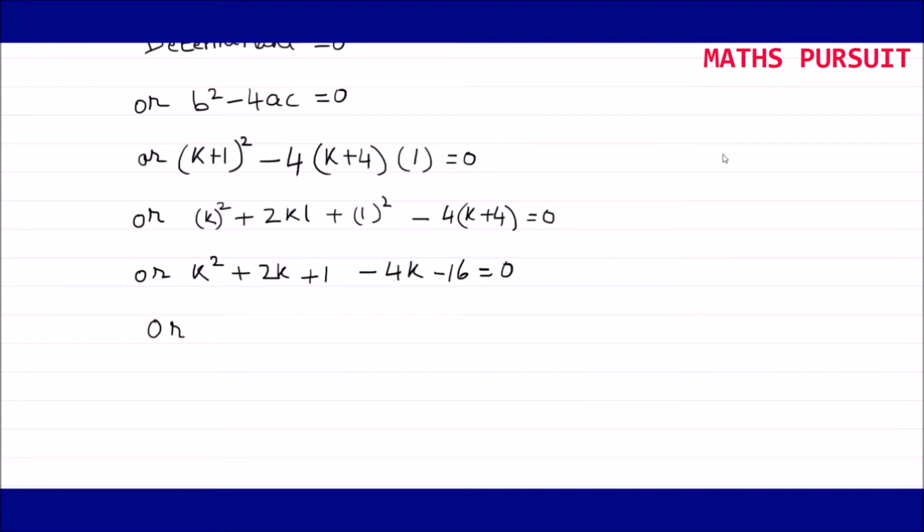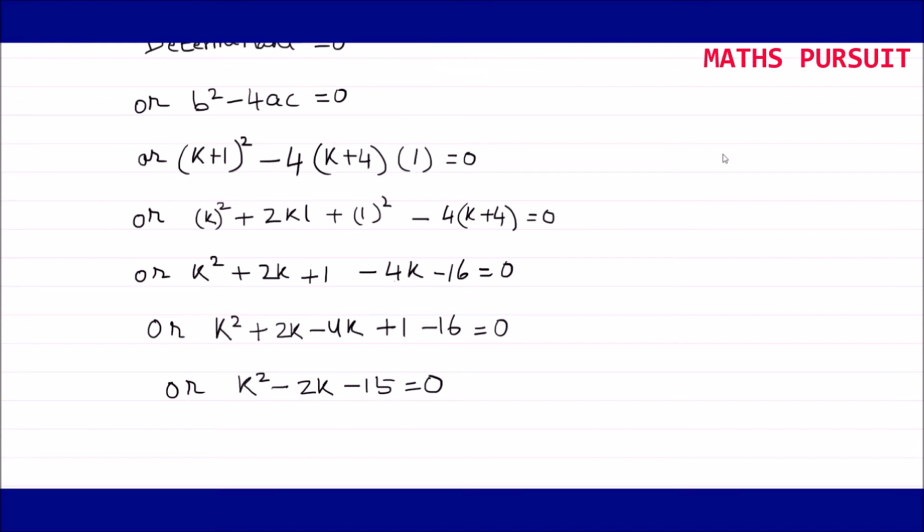Or I can write k to the power 2, just rearranging this equation. Let me rearrange this one: plus 2k minus 4k plus 1 minus 16 is equal to 0. Or I can write k to the power 2 plus 2k minus 4k, which is nothing but minus 2k, and plus 1 minus 16 is minus 15, equal to 0. So guys, we got a quadratic equation here, and the quadratic equation is nothing but k square minus 2k minus 15 is equal to 0.